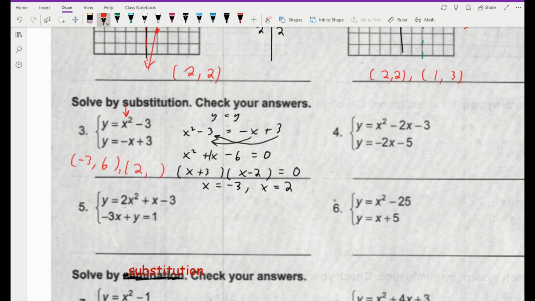Now let's try 2 into both equations. Plug in 2 here. 2 squared is 4. 4 minus 3 is 1. Let's plug in 2 here. -2 plus 3 is also 1. So (2, 1) is also a solution. So both points, (-3, 6) and (2, 1), are solutions. Now let's look at number 4.